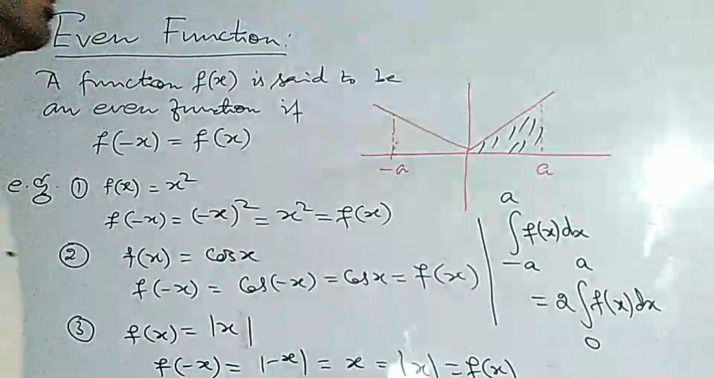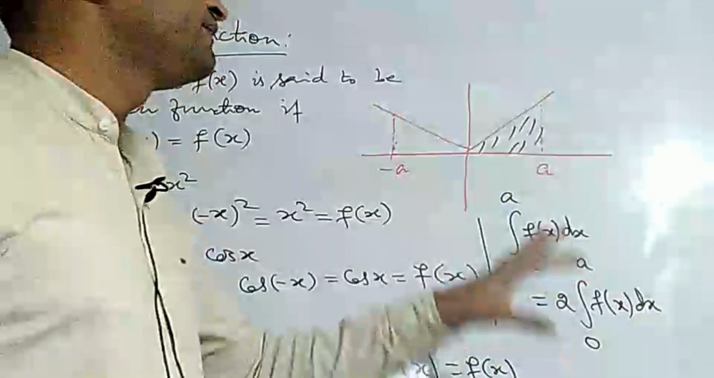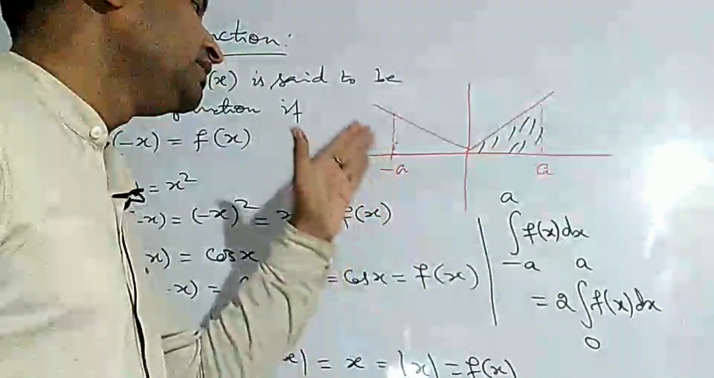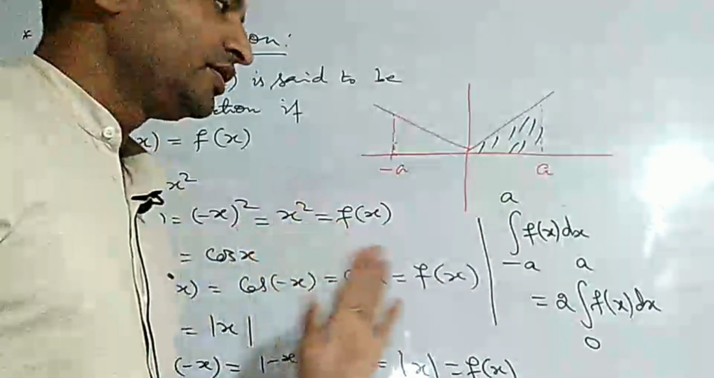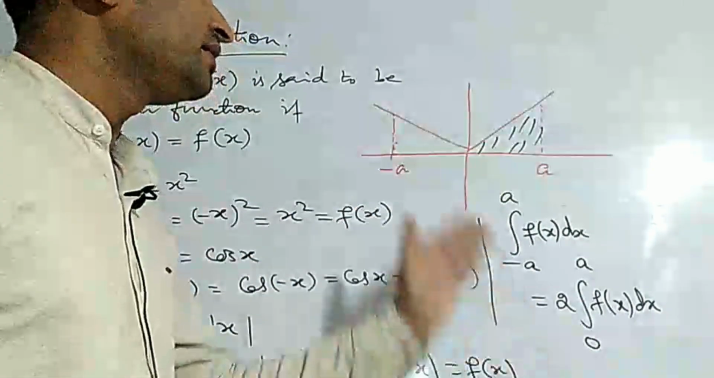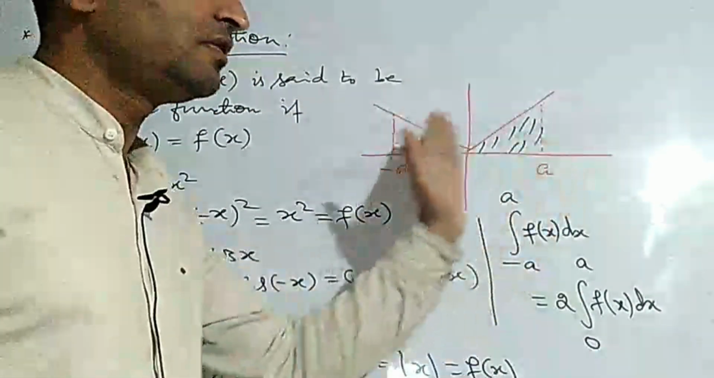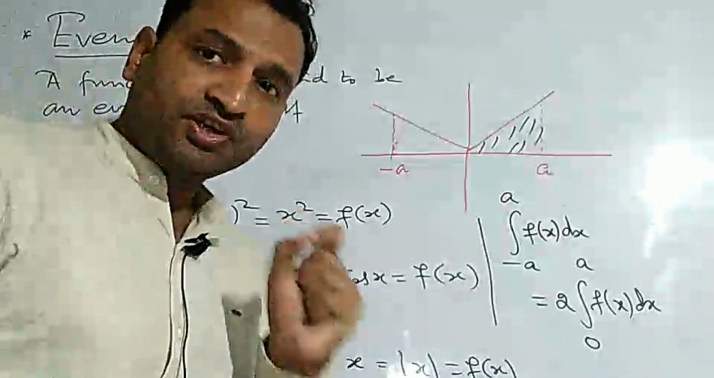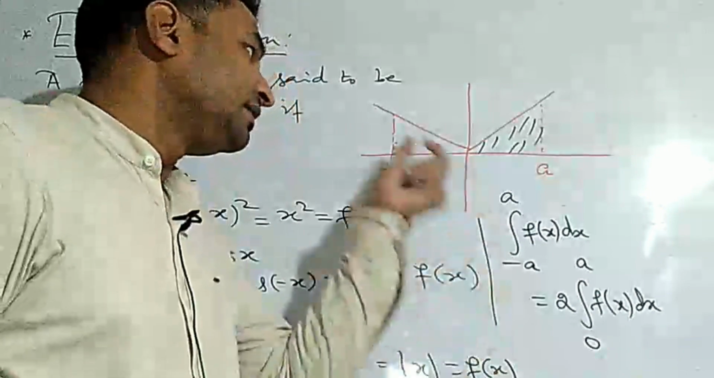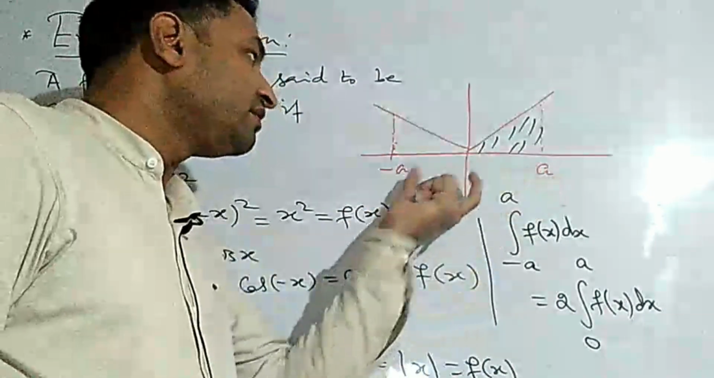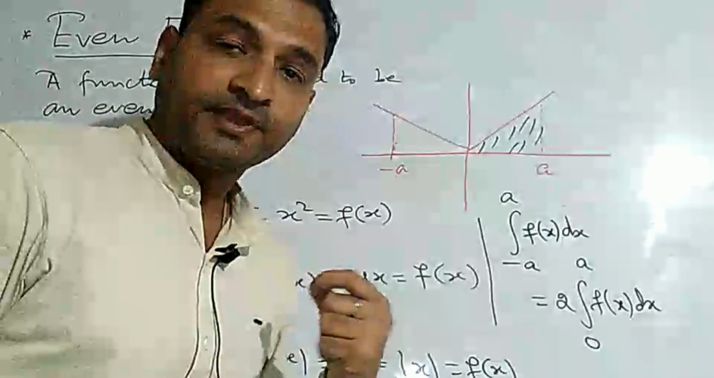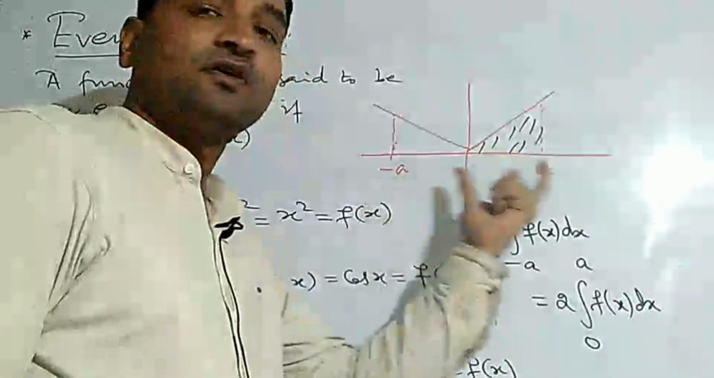So this is the advantage of an even function. You do not require to calculate the value from minus a to a. You just calculate it for one side, from the positive side, and make it double. It will give you the same value. But you need to remember one point: the interval's endpoints should be at equidistance from the origin. It must be equidistant from the origin.